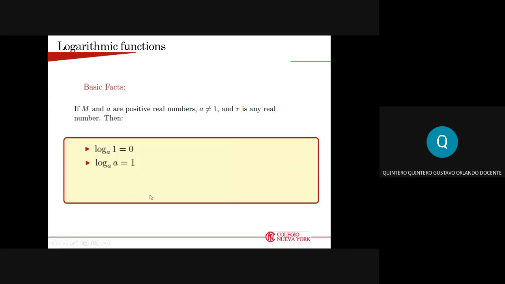All right. How about this one? The second one. Can you tell me why this is a basic fact? Why is this basic? Can any of you tell me? You can open the mic if you want to. Nobody? All right, cool. I'll explain it.